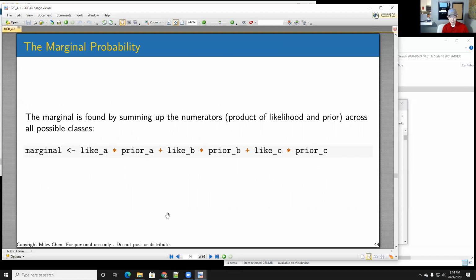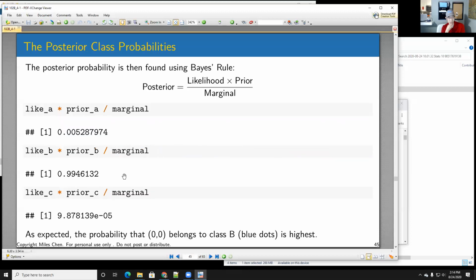Then the marginal, the denominator, is going to be found by summing up the numerators. So I'm going to take the likelihood of A times the prior of A, which is the numerator for class A. I'm going to add the numerator for class B, which is the likelihood times the prior, plus the numerator for class C, which is the likelihood times the prior. Again, technically the priors in this case will all cancel out because they're all 1/3, but we'll just do that. And so the resulting probability is equal to the likelihood multiplied by the prior divided by the marginal.